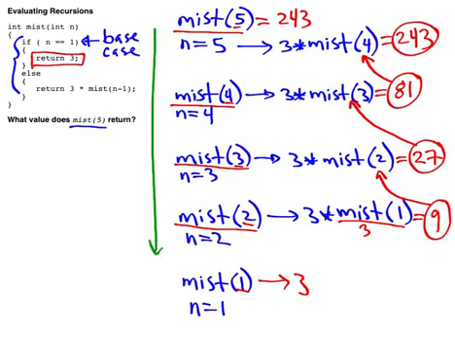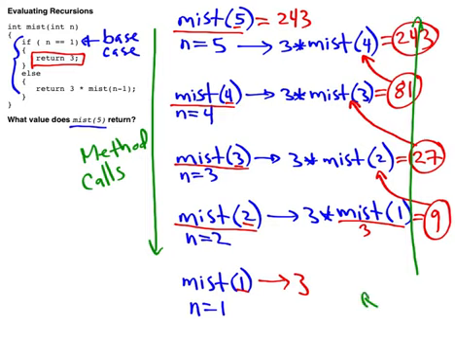Initially, we tracked the method calls. And then we evaluated everything, and we did the backtracking. So there's this back and forth. We have to first track all the method calls, and when we finally get to the base case, then we have to do this back substitution and keep putting values in until we get to the initial method call of mist 5 and the outcome.